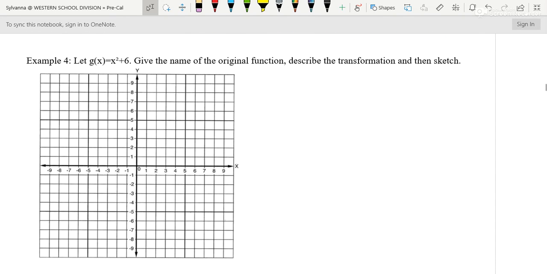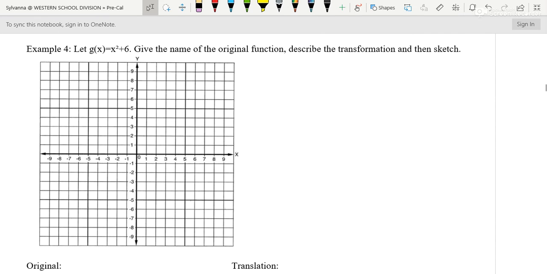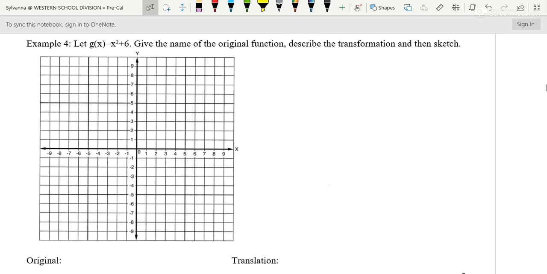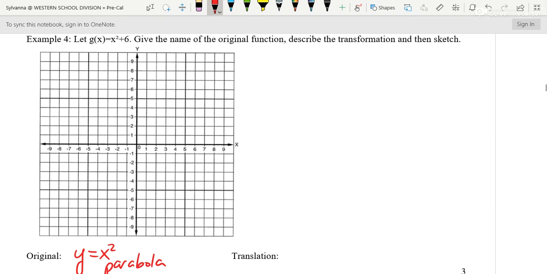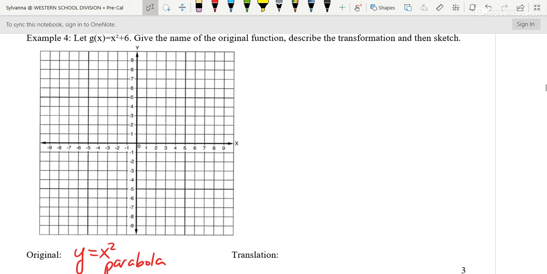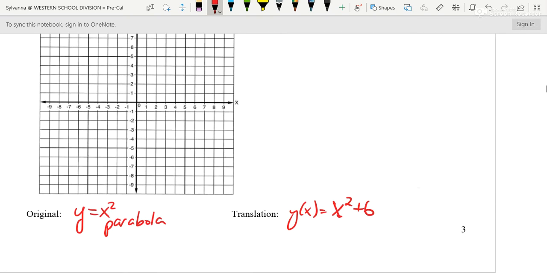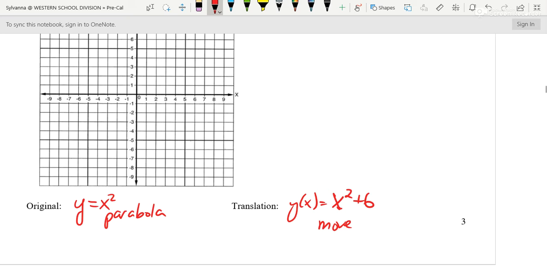Here, similar to example 2, we're going to go backwards. We're given the transformed equation. We're trying to find the original. So the original we know is an x squared parabola. And our translation is going to be the one that's given to us, which is g of x, x squared plus 6. And this is moved up 2. Or sorry, moved up 6. That was the translation between the original and the new one.